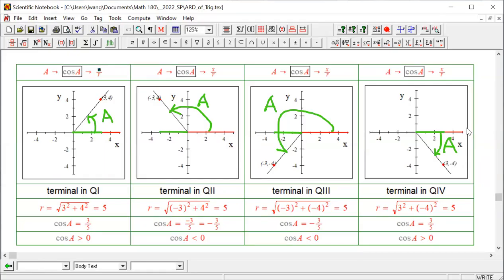In the next lesson, I don't want this to be too long. We are going to look at tangent and cotangent from the definition, and of course, secant and cosecant.